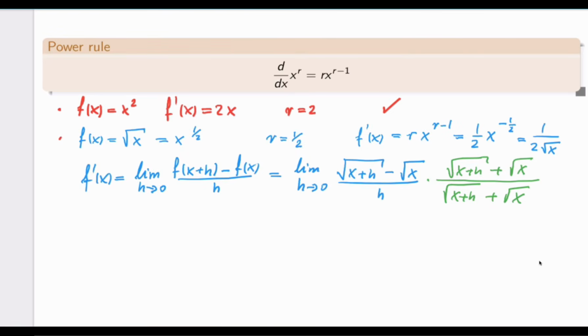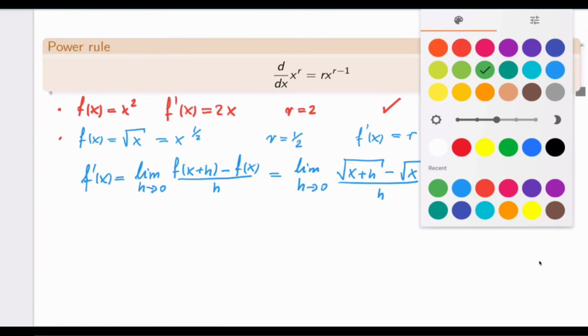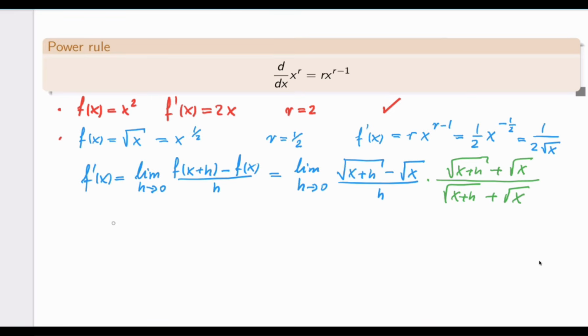So I do this. First of all, the green expression in itself is 1, right? It is just 1 written in a fancy way, so really nothing happened. But if I multiply the green expression to the numerator on the left, then I have basically a minus b times a plus b, which is a squared minus b squared, and it gets rid of the roots. So this is cool.